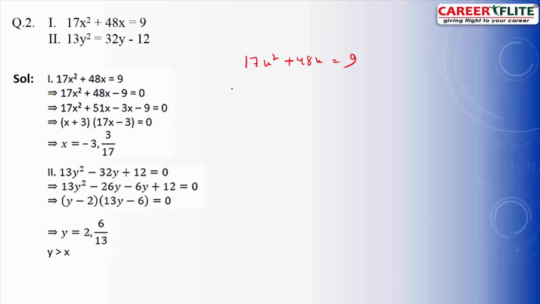Now for this method, do one thing. Bring all of this equation to one side, the left hand side, that is 17x square plus 48x plus 9 equal to 0. First see the sign convention. We will get two roots. This plus sign will always change to minus. The greater value will have minus.